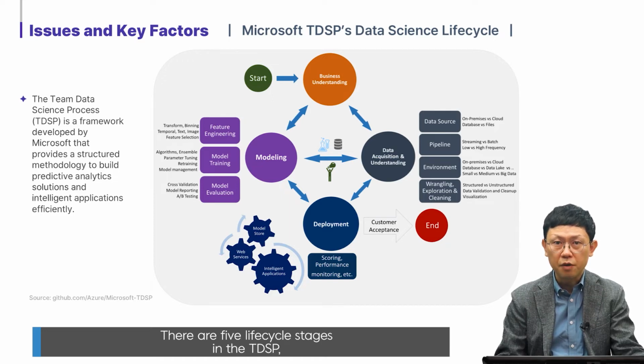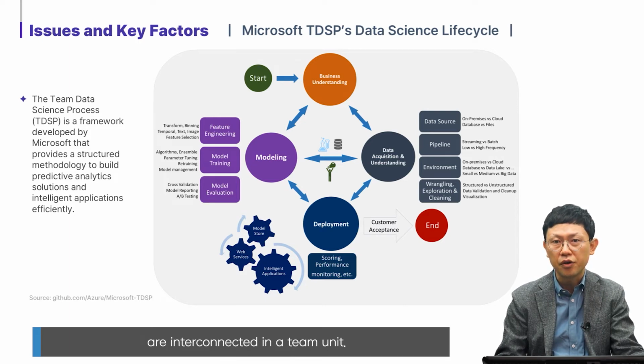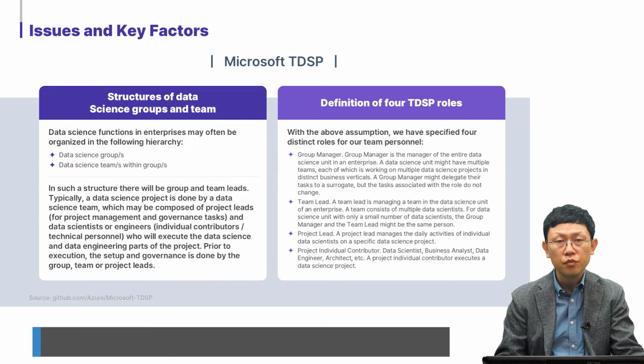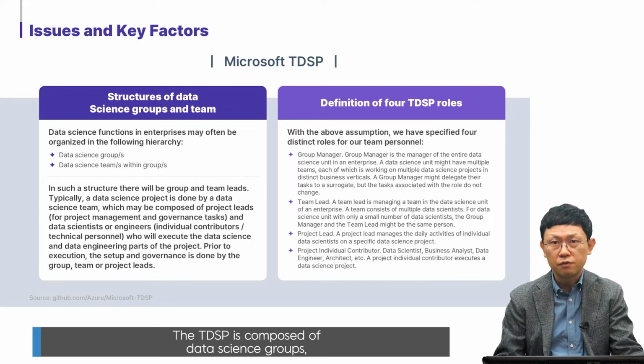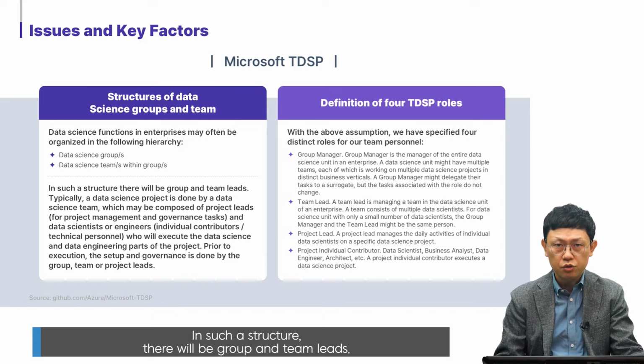There are 5 lifecycle stages in the TDSP: business understanding, data acquisition and understanding, modeling, deployment, and customer acceptance. An important feature of TDSP is that it is a structure in which business, data modeling, and service are interconnected in a team unit. The TDSP is composed of data science groups and data science teams within groups. In such a structure, there will be group and team leads.